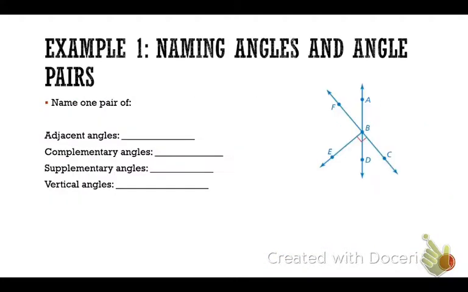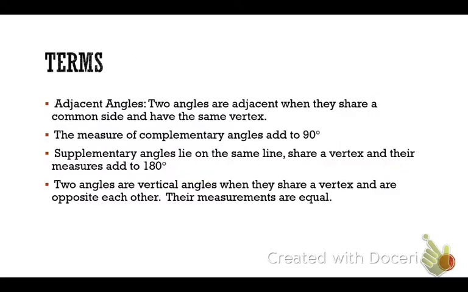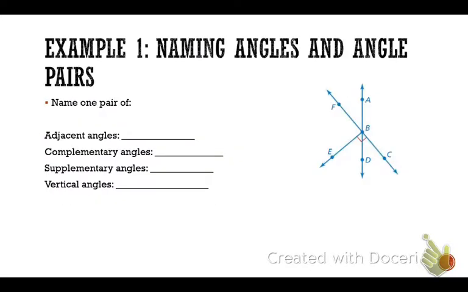Okay, so in example 1, I have this diagram over here. And it says, from this diagram, name me one pair of adjacent angles. One pair of adjacent angles. So let's just start. I'm just going to give you one. This is not the only pair. We're just starting here. We're going to explore a couple different possibilities.